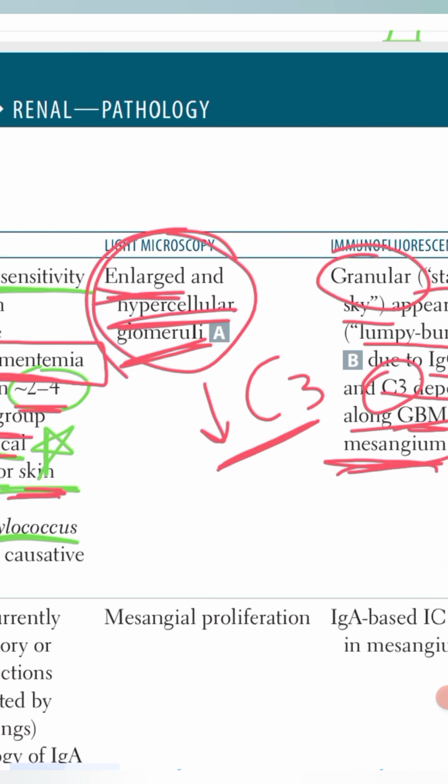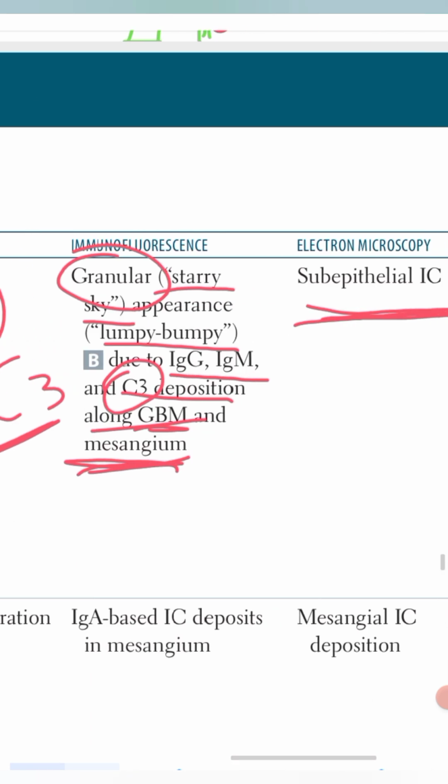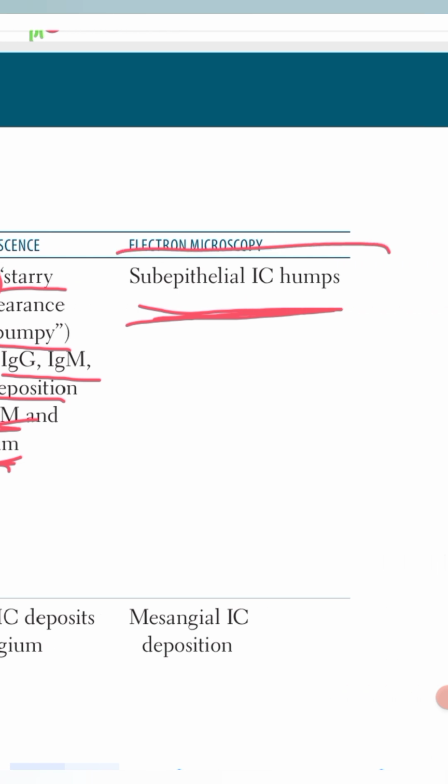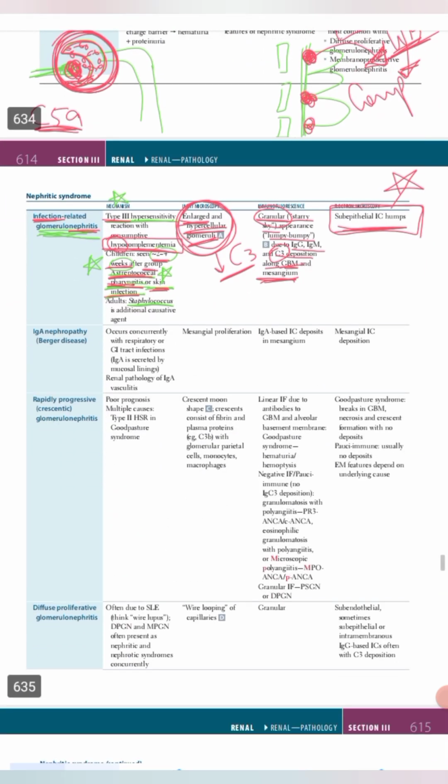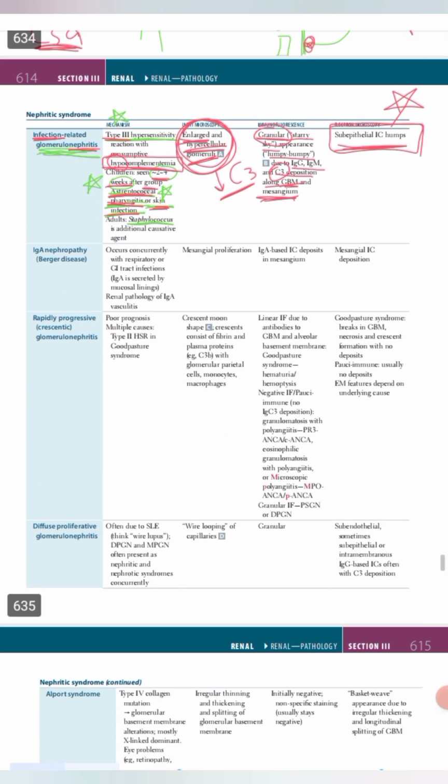The glomeruli will be enlarged and hypercellular. On immunofluorescence, we will see a granular, starry sky, lumpy-bumpy appearance due to IgG, IgM and C3 deposition along the basement membrane and the mesangium. And in electron microscopy, we will see subepithelial immune complex humps. So that was all about infection-related glomerulonephritis.